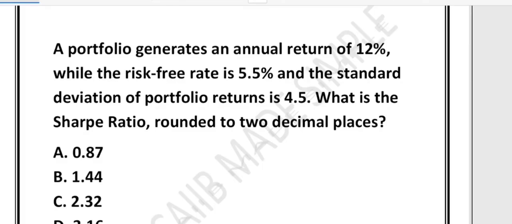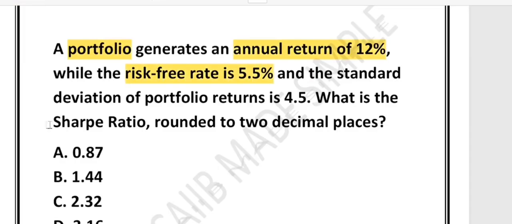So the question is saying that there is a portfolio, right? And it is generating an annual return of 12%. Risk-free rate they have given 5.5%. Standard deviation of the portfolio return they have given 4.5%. You have been asked to calculate the Sharpe ratio. Exactly this question appeared in the examination. Very good question it is.